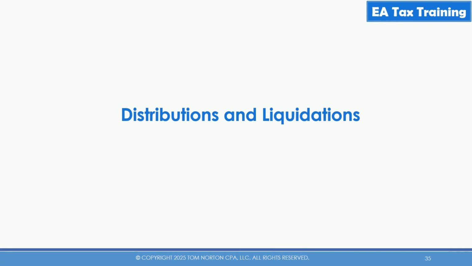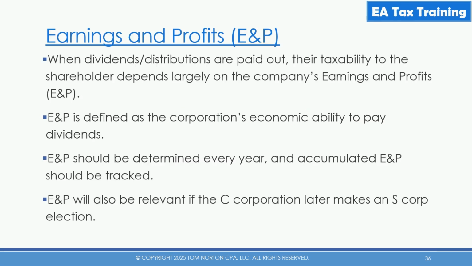Distributions and liquidations. Earnings and profits. So when dividends or distributions are paid out by the corporation, their taxability to the shareholder is going to depend largely on something called the company's earnings and profits, or E&P. E&P is defined as the corporation's economic ability to pay dividends. And E&P should be determined every year from the beginning of the corporation, and accumulated E&P should be tracked.